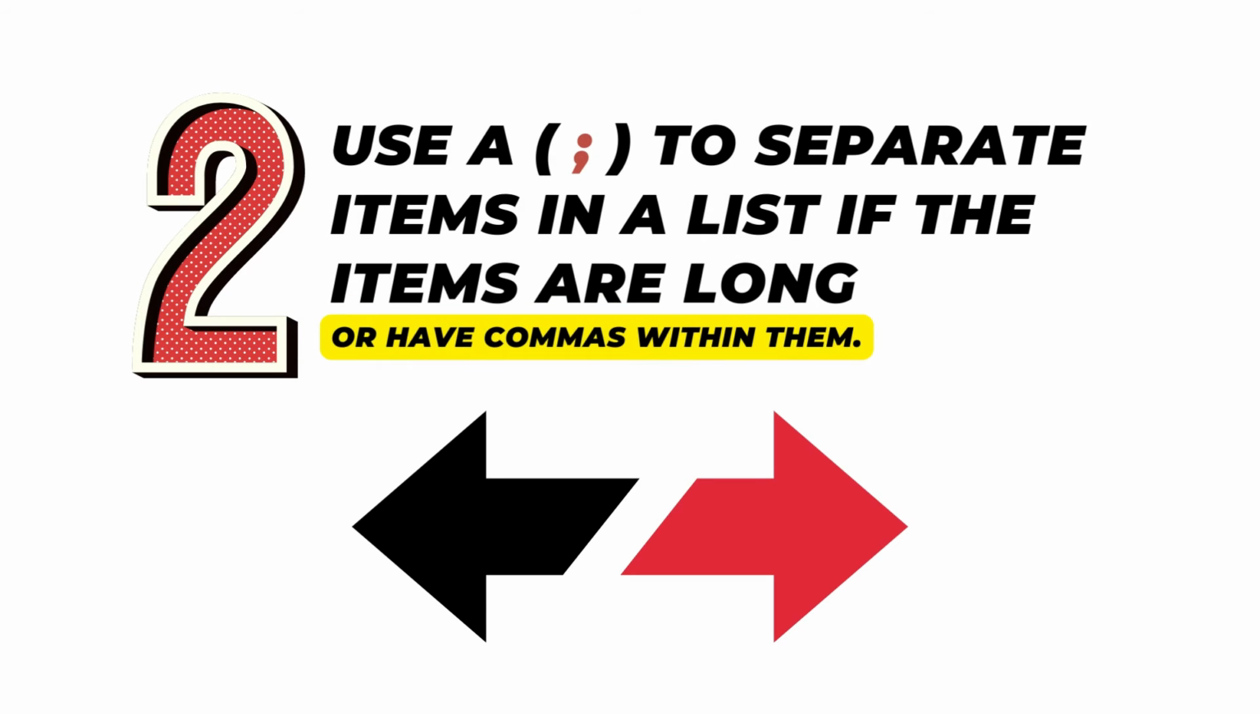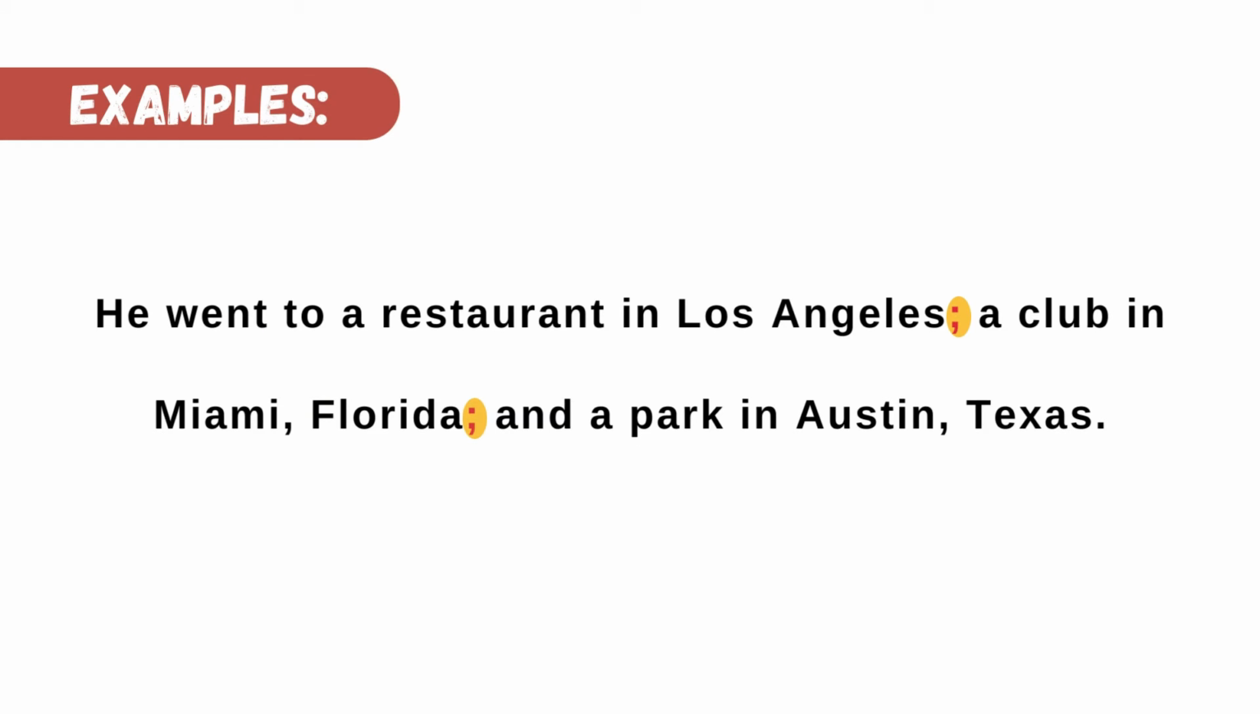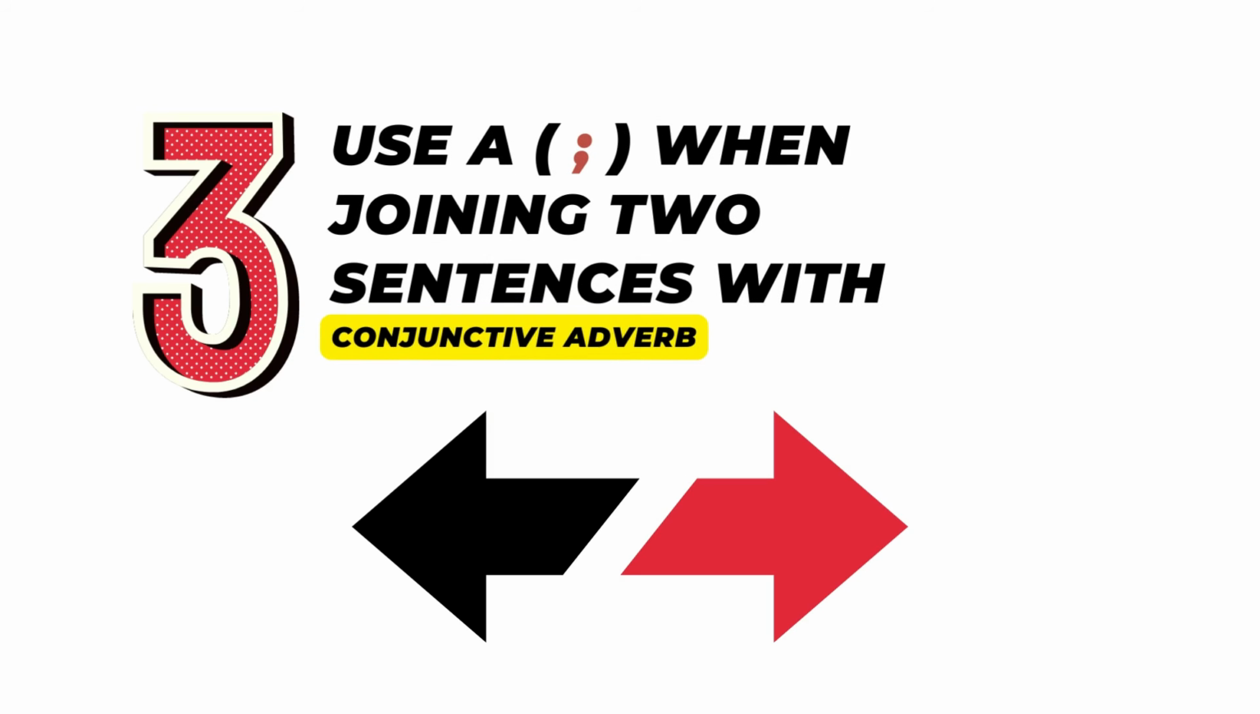Rule number 2. Use a semicolon to separate items in a list if the items are long or have commas within them. For example, he went to a restaurant in Los Angeles; a club in Miami, Florida; and a park in Austin, Texas.